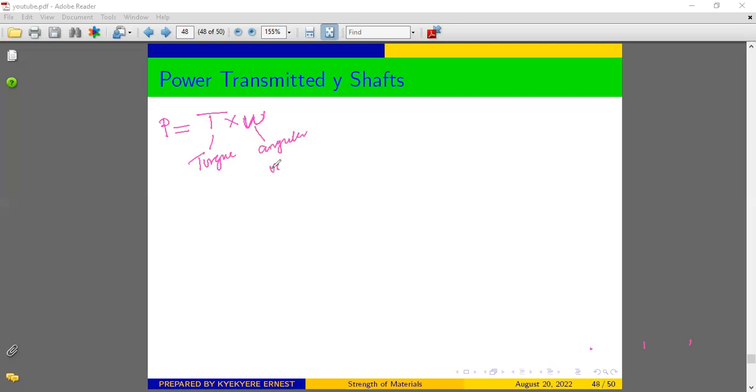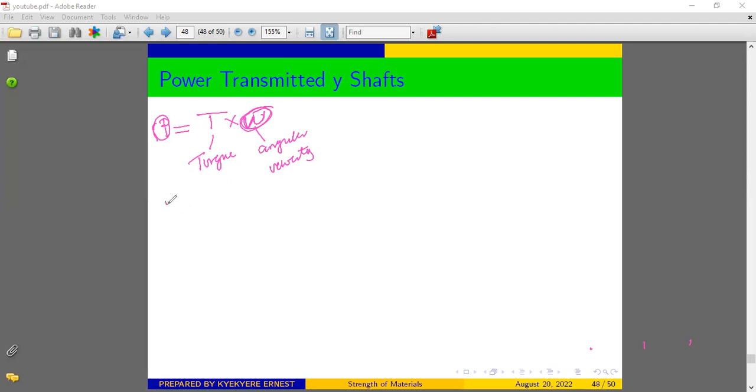Therefore, when you want to design a shaft to transmit power, the most important thing to take notice of in your design is the power you want to transmit and the speed of rotation. These two elements will guide you to know which torque to apply, what the diameter should be, and what the number of revolutions should be. So these two are very important in the design of shafts.